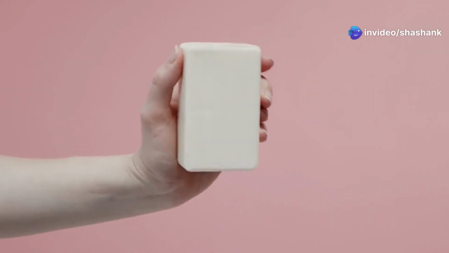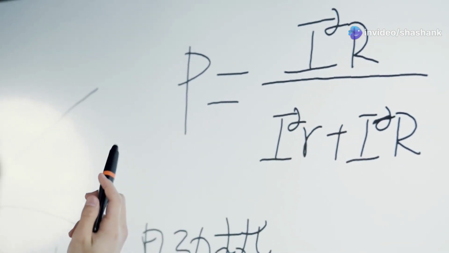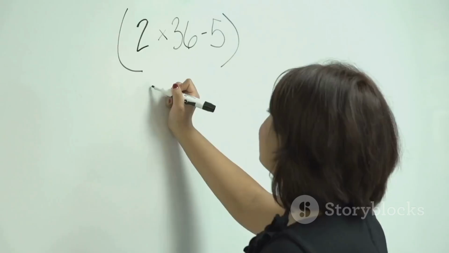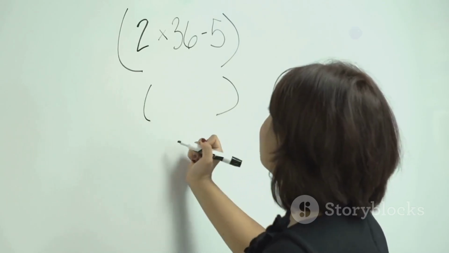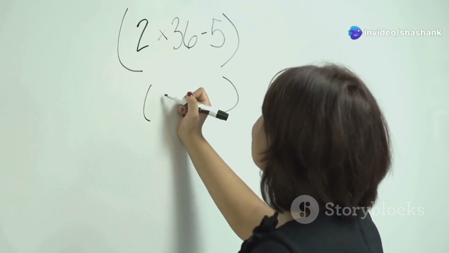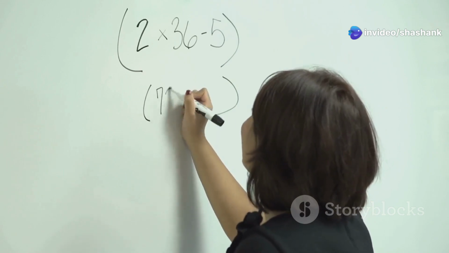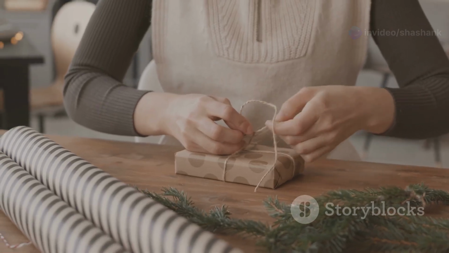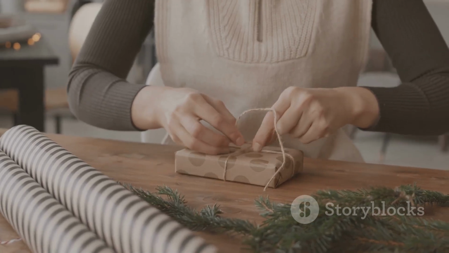Imagine a cube-shaped box with each side measuring 5 centimeters. To calculate its surface area, we use the formula 6a squared, where a is the length of one side. Substituting a with 5 centimeters, we get surface area equals 6 times 5 centimeters squared, which equals 150 square centimeters. This means you would need 150 square centimeters of wrapping paper to completely cover the box.